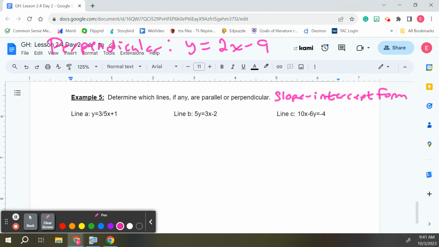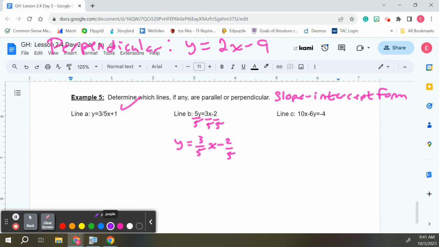All right, now this one is already in slope-intercept form, so we don't need to worry about that. This one's super close. Y is already by itself. I just got to divide all the terms by 5. So this leaves me with y equals 3/5x minus 2/5. Okay.